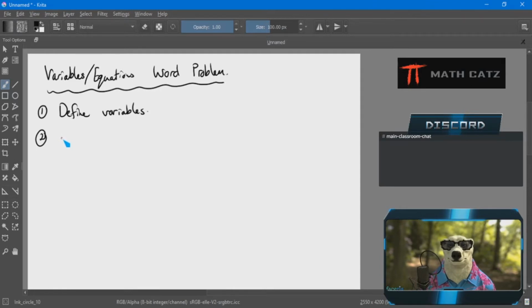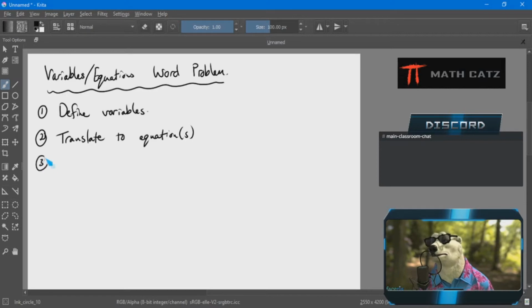Then, after we've done that, it's very much a translation. Translate the words to hopefully just one equation. But you'll see sometimes when we have independent quantities that we don't know, it is necessary to have multiple. But I'm always going to aim to minimize the number of equations and the number of variables. Then we're in this mathematical language of variables and equations and algebra. We can solve the equation.